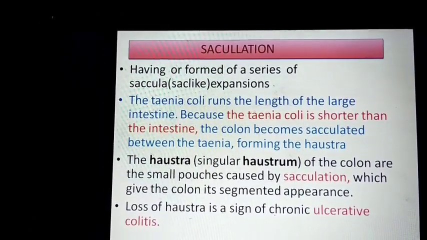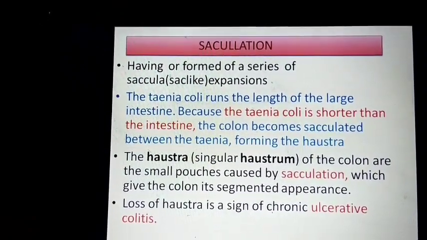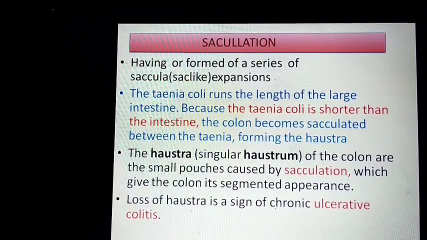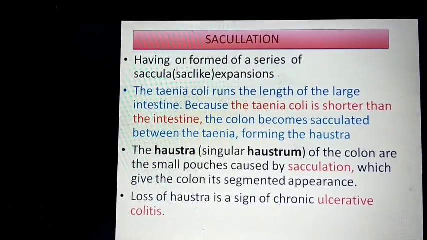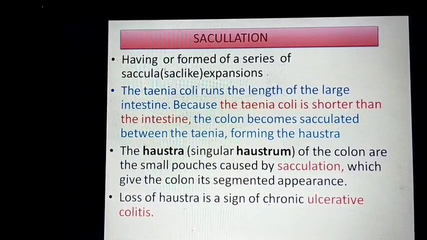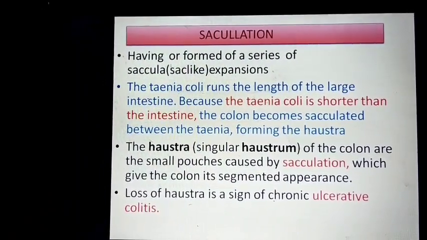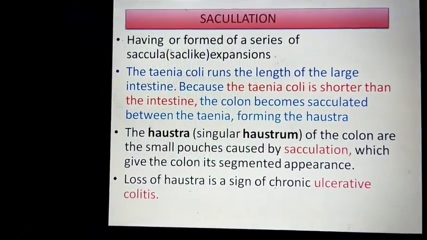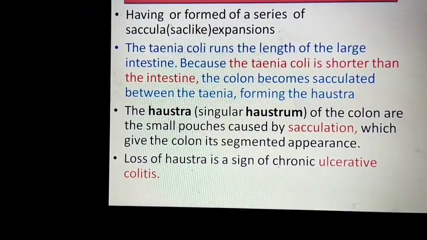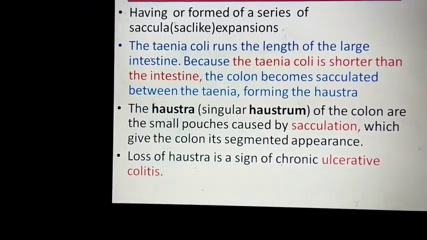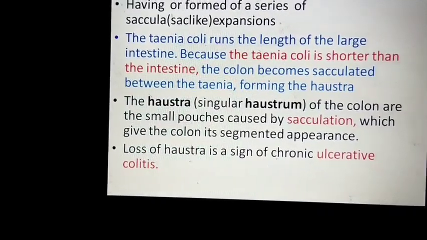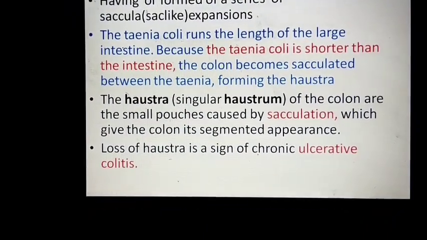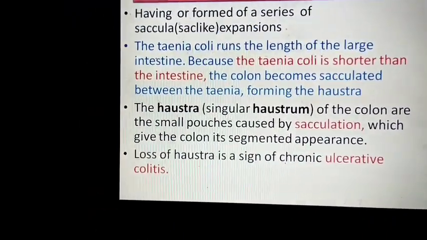The sacculations are formed of a series of saccules, or sac-like structures and expansions. The tinea coli run the length of the large intestine. Because the tinea coli is shorter than the intestine, the colon becomes sacculated between the tinea, forming the haustration. Okay, haustra, singular haustrum, of the colon. These small pouches caused by sacculations give the colon its segmented appearance. Loss of haustra is a sign of chronic ulcerative colitis.